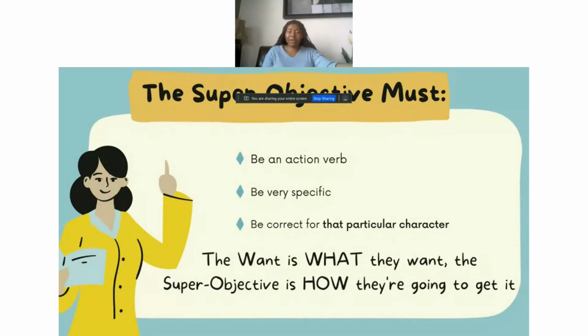But how is he going to do that? Specifically by defeating the Fire Lord, something only he specifically is capable of doing. So it's easy to get the want and the super objective confused. Please don't. It will really muddle your character arc. Again, the want is the what, the super objective is the how.